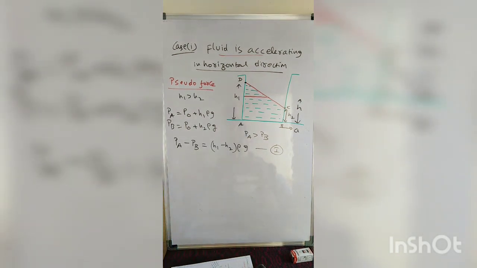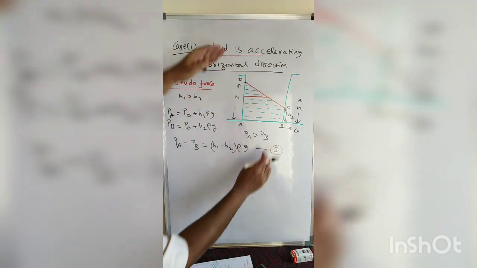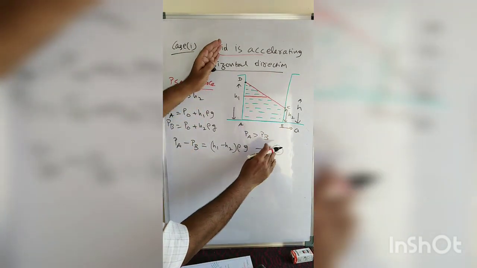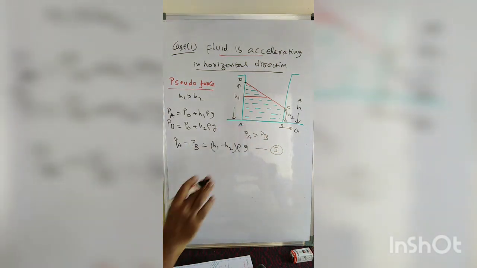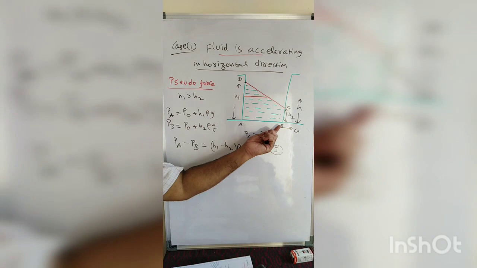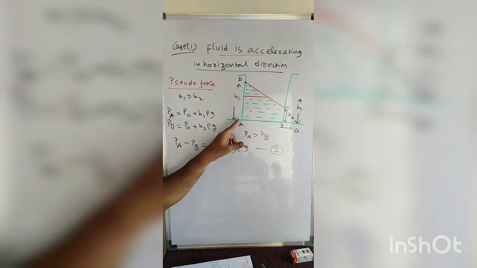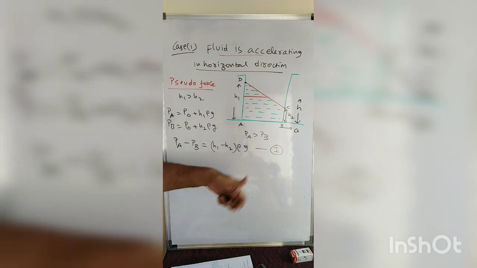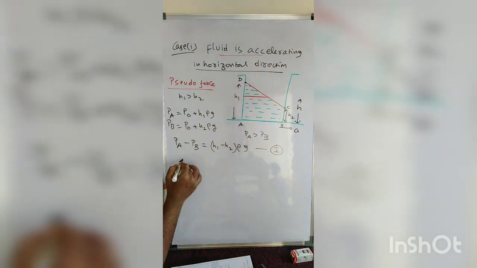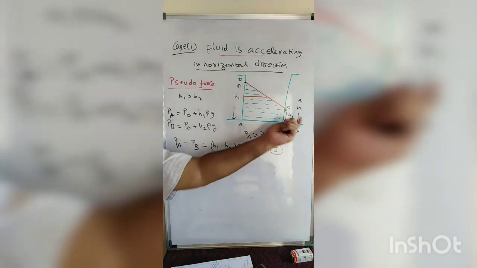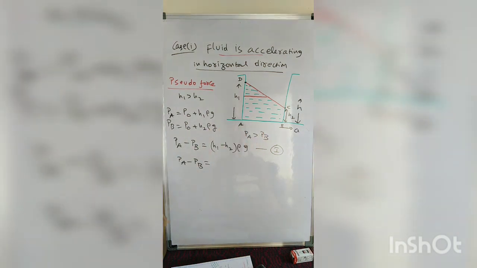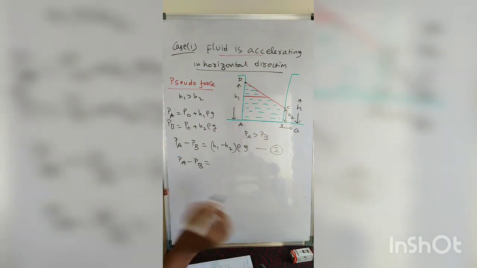Once again, when the fluid is accelerating in the horizontal direction, we get a difference in heights, and also different pressures. One more observation: along the horizontal direction it is at different heights, so even along the x-axis a difference will be there. Therefore, what is PA minus PB if you look along the x direction?